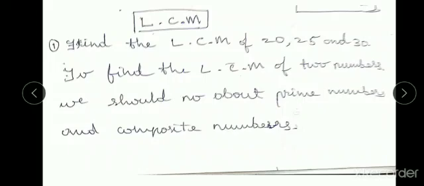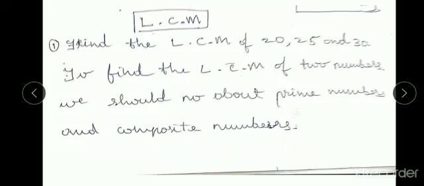LCM means lowest common multiple. You have studied factors and multiples, but in that, you know what is multiple. We are discussing lowest common multiples among 2 or 3 numbers. Let us know how to find lowest common multiple of numbers. Find the lowest common multiple, that is LCM, of 20, 25 and 30.